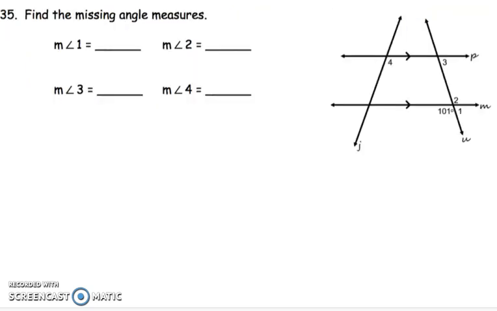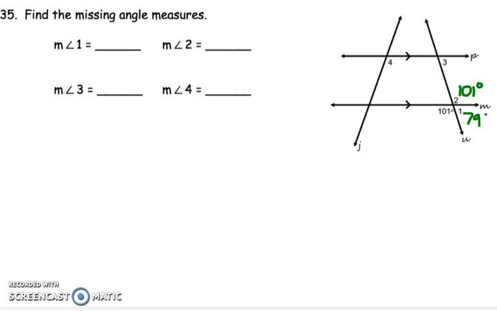Number 35. Find the missing angle measures. All right. We see that line P and line M are parallel because we have the arrows there. So we'll need that when we solve for angle 3. But we know that angle 2 is going to be 101 degrees because they're vertical angles. They have the same measure. Angle 1 and the 101 degrees form a linear pair, which are supplementary. They're going to add up to 180 degrees. So we're going to take 180, subtract the 101 from it, and we'll have 79 degrees for angle 1.